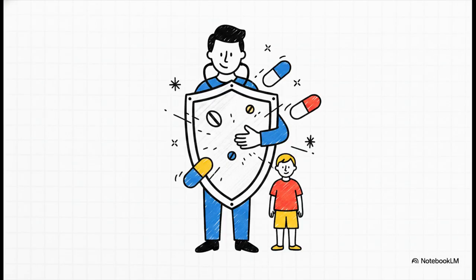And this leads us to a pretty sobering reality. Dosing errors in pediatrics are a leading cause of preventable patient harm. Because a child's body processes drugs completely differently than an adult, your margin for error is razor thin. So as the clinician, you are the absolute final safeguard, standing between a simple math mistake and serious patient harm.